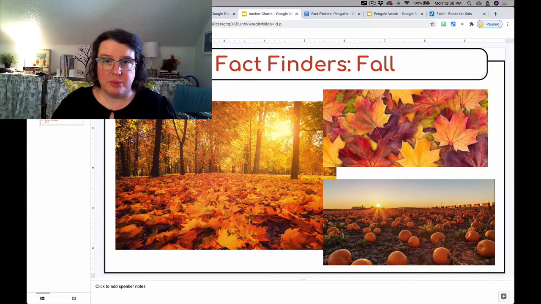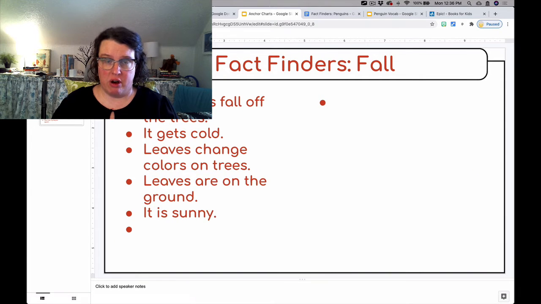This week in our class meetings, we practiced thinking about and writing facts about fall. And you guys came up with a lot of facts about fall.